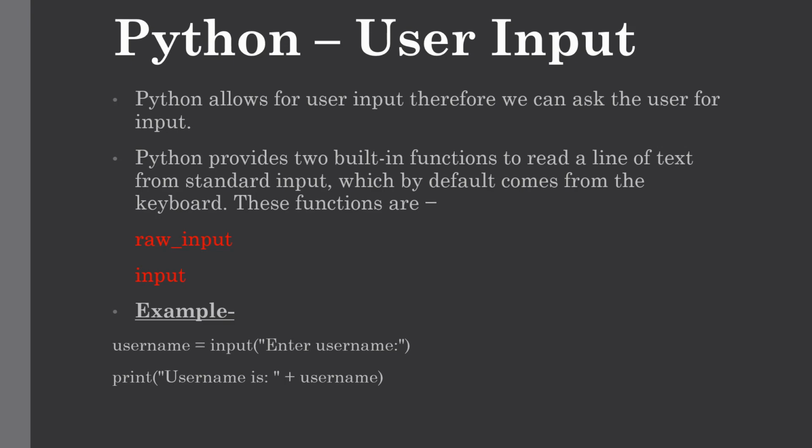So the first one is raw_input and the second one is input. By using these functions, we can take some input from the user. As you can see in this example, it asks for the username, and when you enter the username, it gets printed on the screen by using the print function.